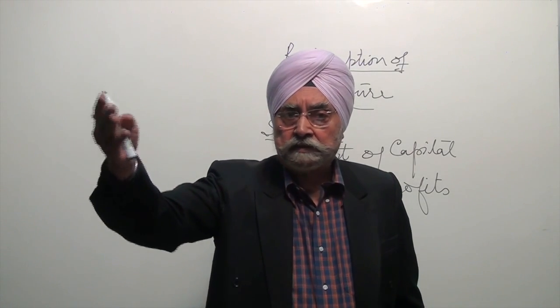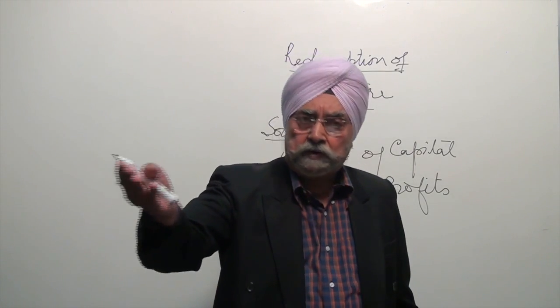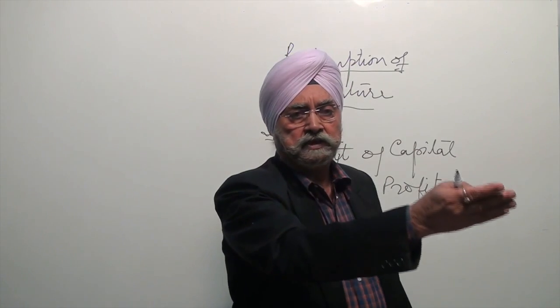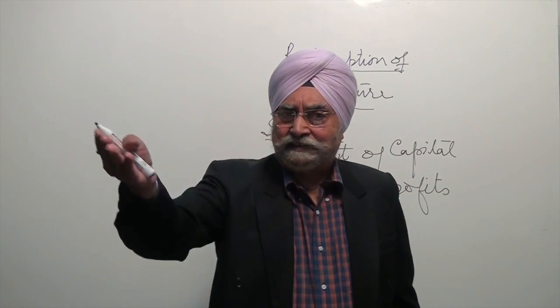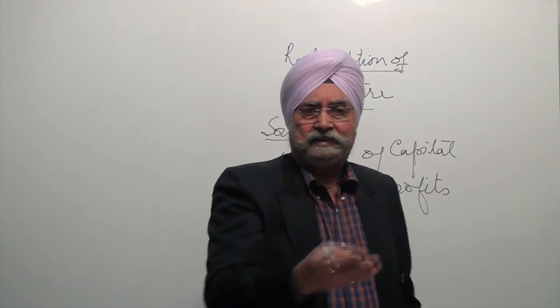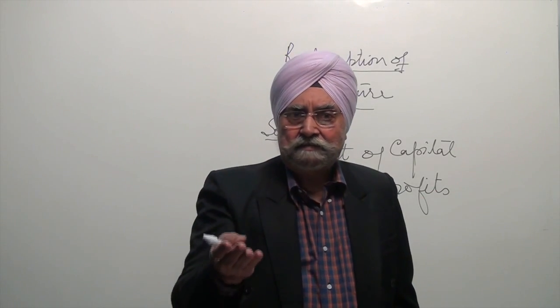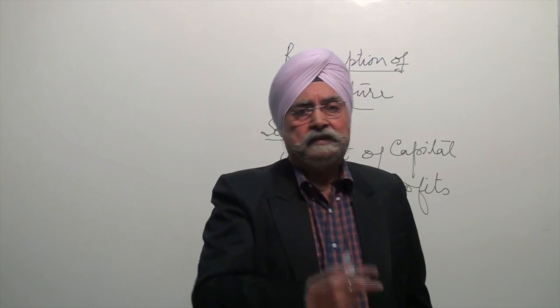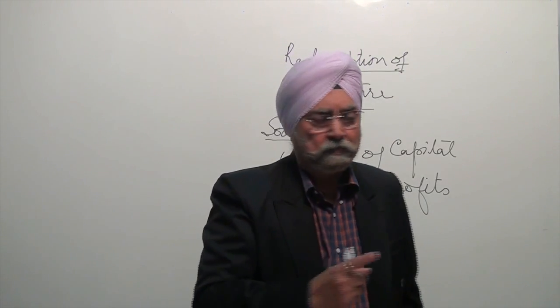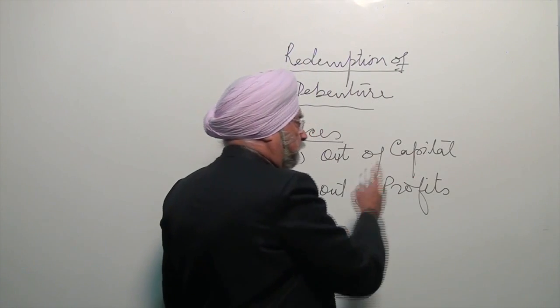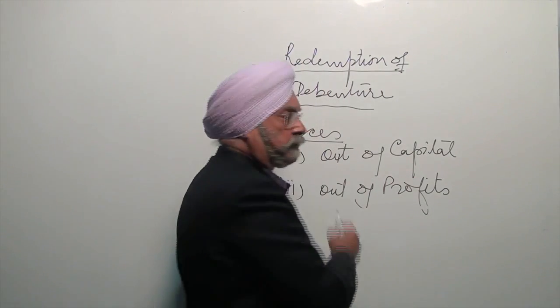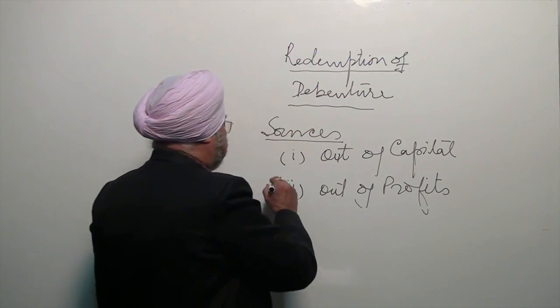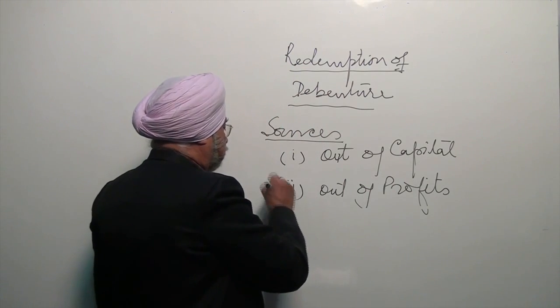They get money from other sources, borrow it from the banks to pay to the debenture, borrow it from X to pay to Y. Not that they have earned profit, but they have borrowed from another source to pay. That also is treated as payment out of capital, and if it is profit, it's out of profits. And the best source, as I told you, is this one, out of profits. What is to be done?